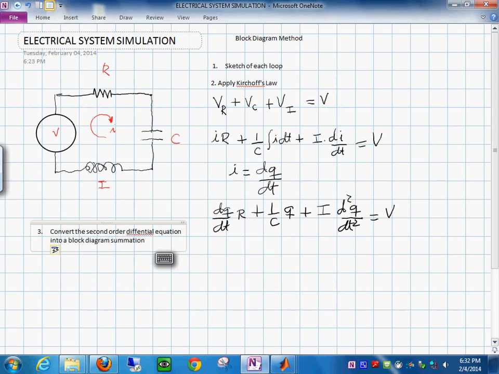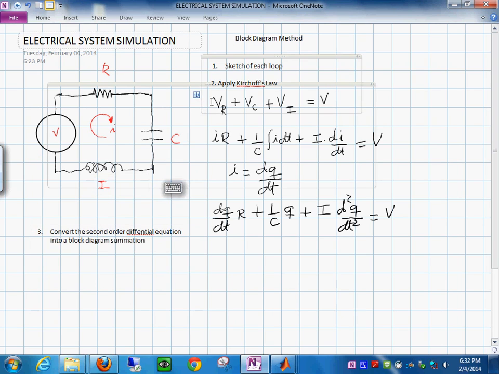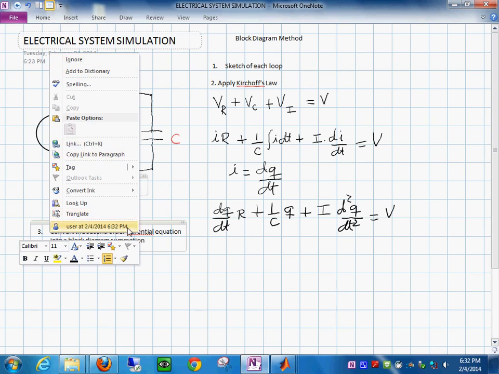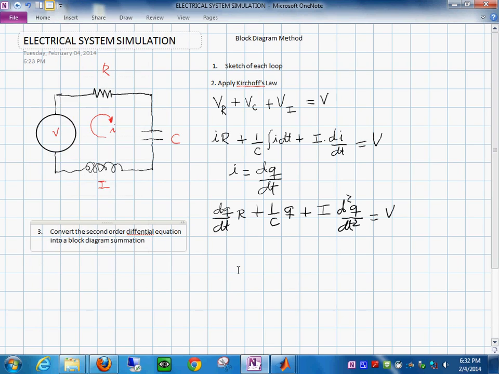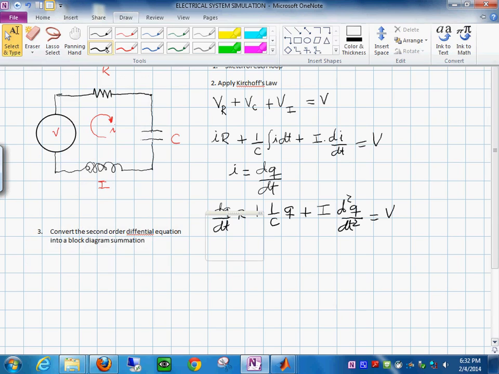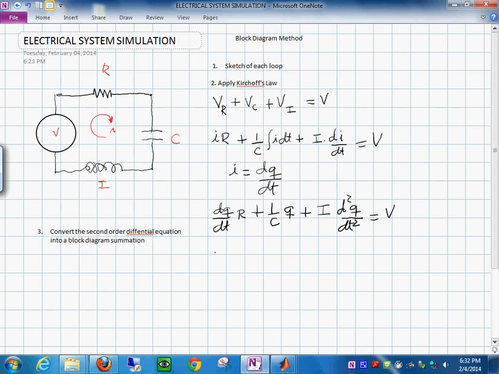So in here we can rewrite the differential equation. We could rewrite the equations in terms of the highest derivative. And to do that, we can move these terms to the other side. So you could write that V minus R times dq dt minus 1 over C times q is equal to L times d squared q dt squared.